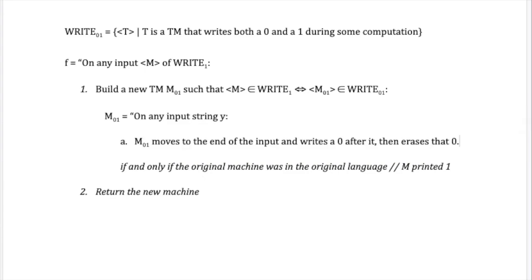So what we're going to do is make it so that M0 always prints a 0 at the very beginning, and then gets rid of it so it doesn't mess with the rest of the computation. Then immediately after that, we're just going to simulate M as usual. And at the end, return the new machine.